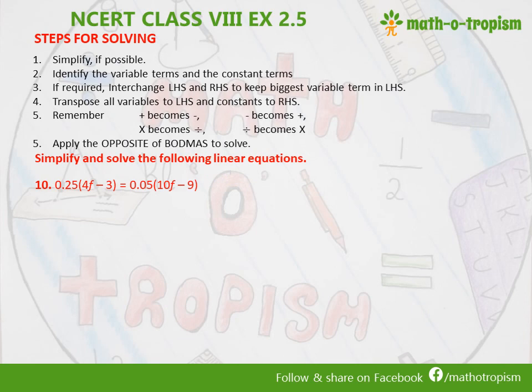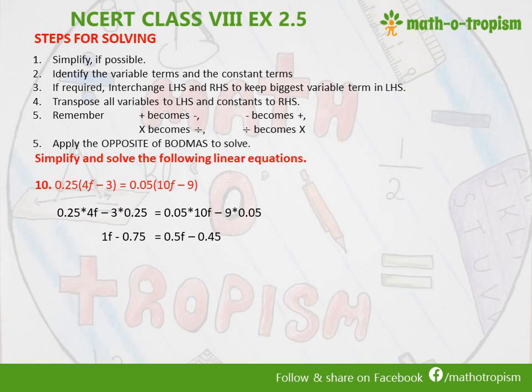So the last term is 0.25 into (4f minus 3) is equal to 0.05 into (10f minus 9). So when we do distributive property, 0.25 into 4f minus 3 into 0.25 is equal to 0.05 into 10f minus 9 into 0.05. So this becomes 1f minus 0.75 is equal to 0.5f minus 0.45.